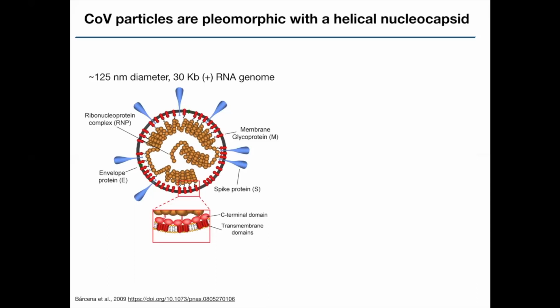All right, starting with the structure of the viral particle and entry, we know that coronavirus particles are pleomorphic. That means they don't really have a defined structure. They've been looked at by cryo-electron tomography to confirm this. They also have what's called a helical nucleocapsid.